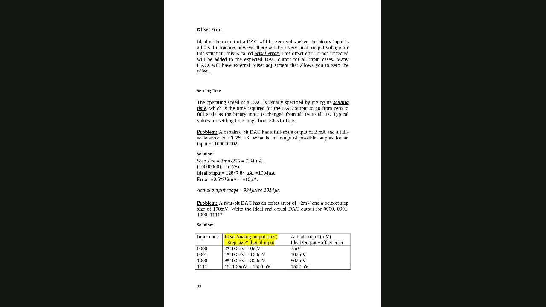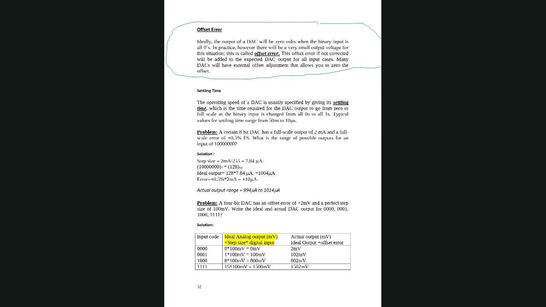Now we have one more error, which is called offset error. What is offset error? Very, very simple. Offset error is like, you know, you have a pressure gauge. If I don't apply any pressure in the pressure gauge, what should it give me? Zero, right? If it is not giving zero, it means there is an error. That is called offset error.